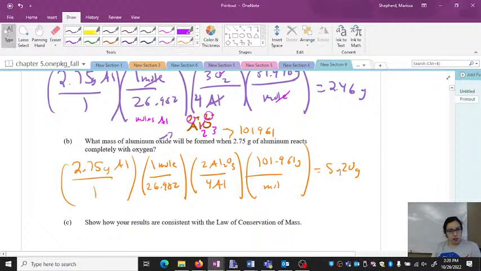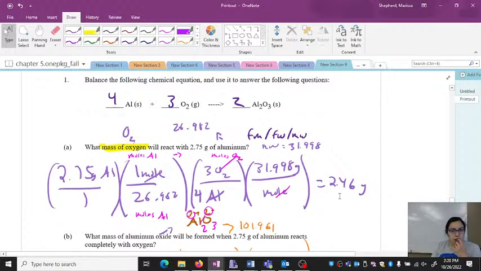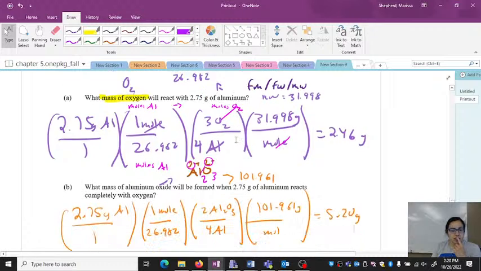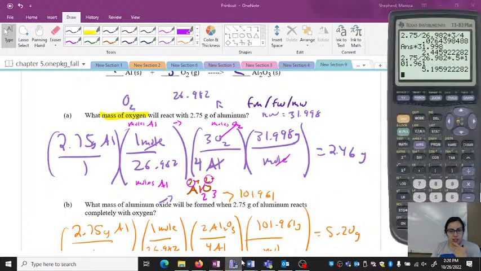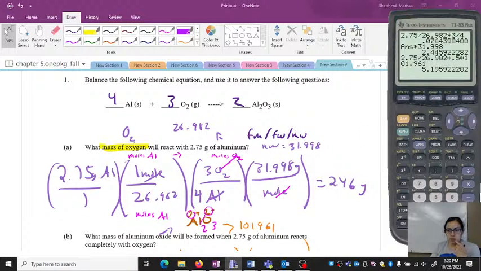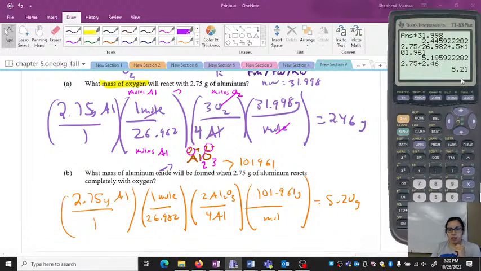And so the last little part, and I know we're almost out of time, it's asking whether it is consistent with our law of mass conservation. To see, we have to take our mass of aluminum, so 2.75, plus our mass of oxygen that we said would react, and it is consistent. So we are expecting about 5.21 by mass balancing, and that is indeed what we got. And so I'd say yes, they are consistent.